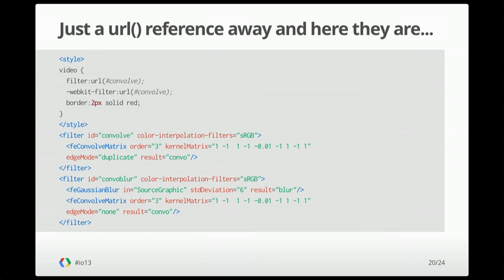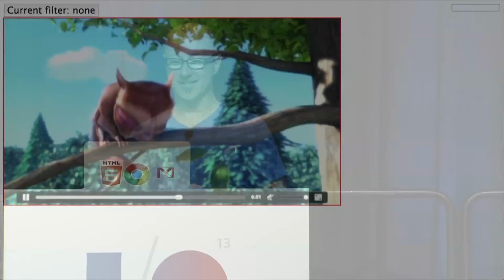And then in the SVG, which I expect people will share filters between each other, there are two filters shown here. One is a convolution filter. So you can basically use an arbitrary convolution matrix and apply it to your content. The second filter applies a blur followed by a convolution. And this all runs in the browser hardware accelerated, and I will prove it to you by showing you this.